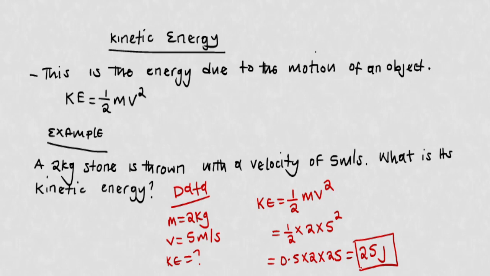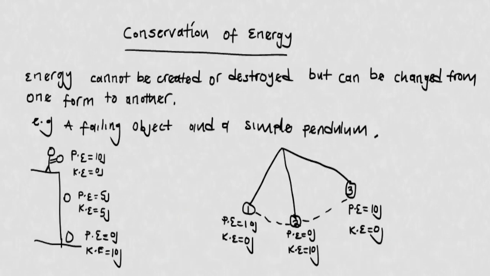Now we're going to proceed and look at what we call the law of conservation of energy. This is a law. It states that energy cannot be created or destroyed, but can be changed from one form to another. Now let's look at these two examples: a falling object and a simple pendulum. So we have a stone here.